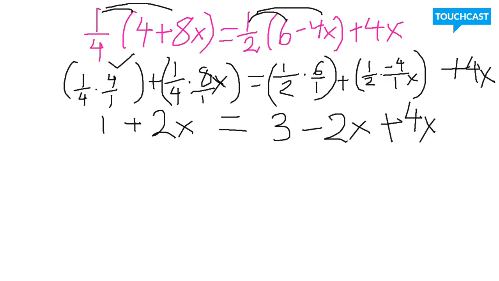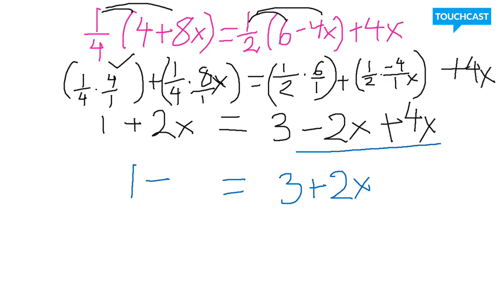So let's combine like terms. Let's start with the side that still needs to be simplified. So we have -2x plus 4x. So we have 3, and then -2x plus 4x would leave us with plus 2x is equal to 1 plus 2x. Well, that looks familiar.